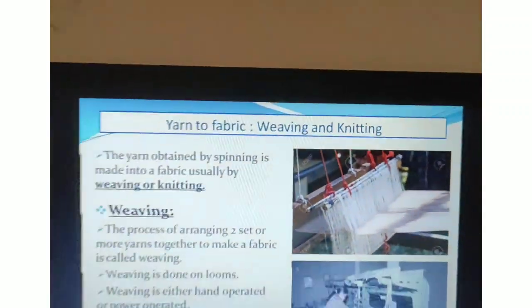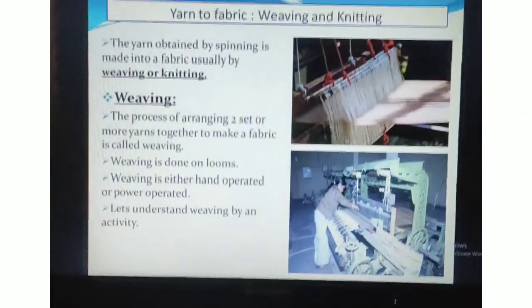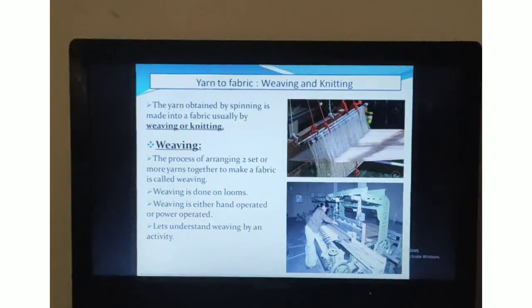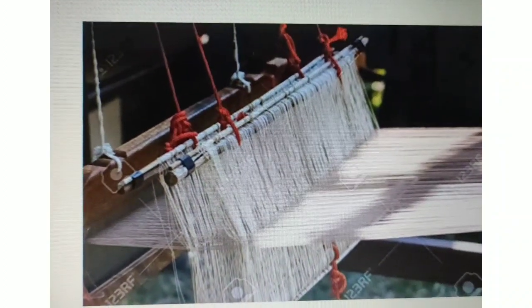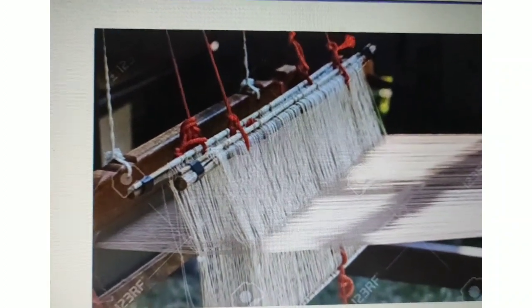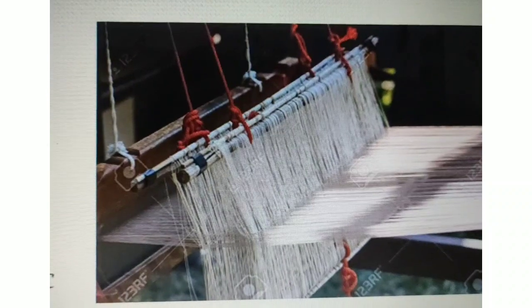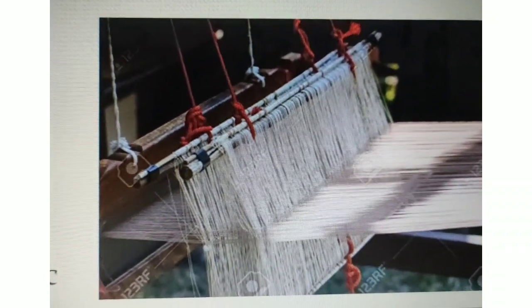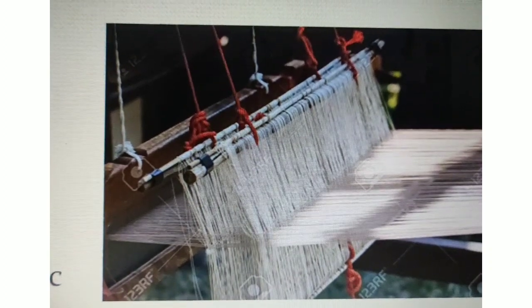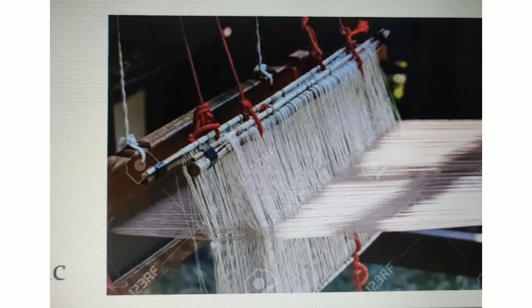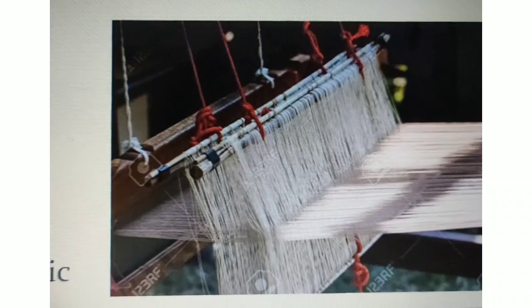See beta, over here I have given you two photos. One photo is the one I have shown you right now. This photo is of a handloom. Handloom means the weaving process is done manually, with the help of our hands only. That's why it is known as handloom.